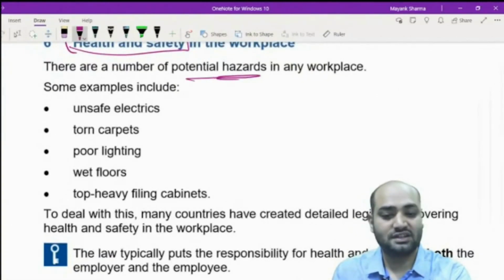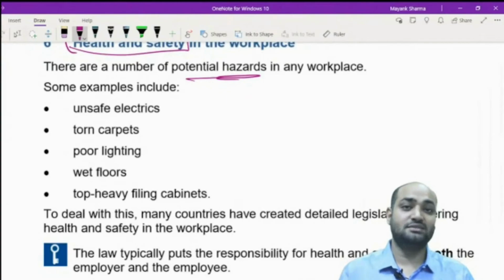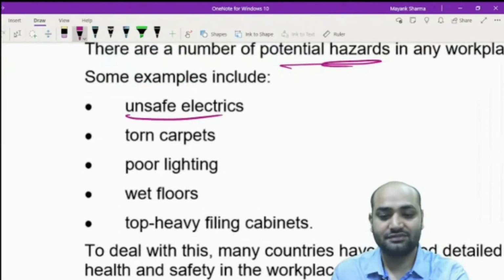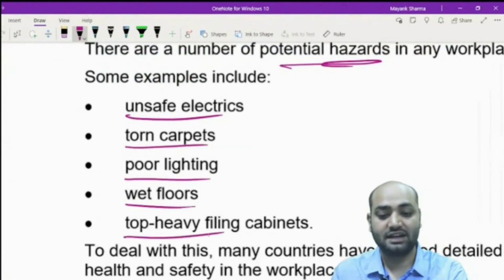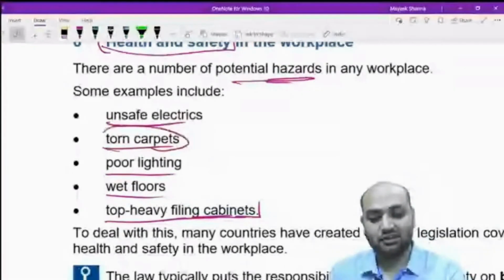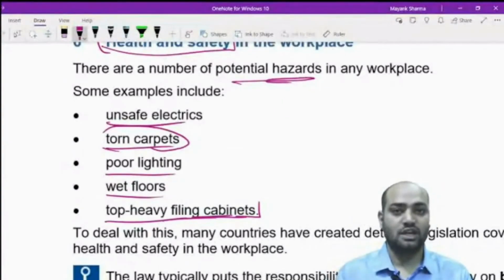So there are a number of potential hazards in the workplace, especially if your workplace is a manufacturing unit. That manufacturing unit can have moving tools, which can be very dangerous for a human being. That can have excess temperatures, temperature zones, or many other things can also be there. So some examples include unsafe electricals, torn carpets, poor lighting, wet floors, top heavy filing cabinets. So such kinds of things can be very dangerous. Imagine a torn carpet. Anyone who's walking on that torn carpet can get entangled and can fall and can break any bone or maybe get injured.